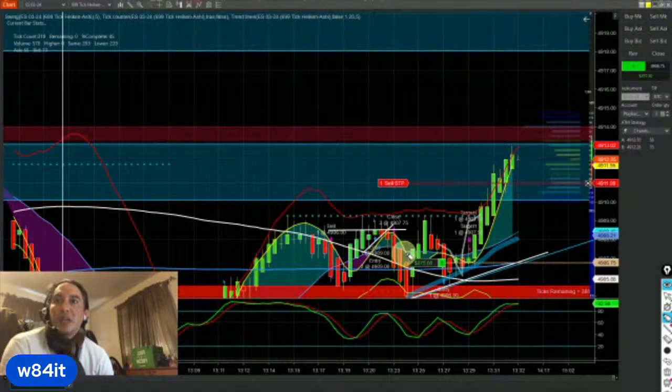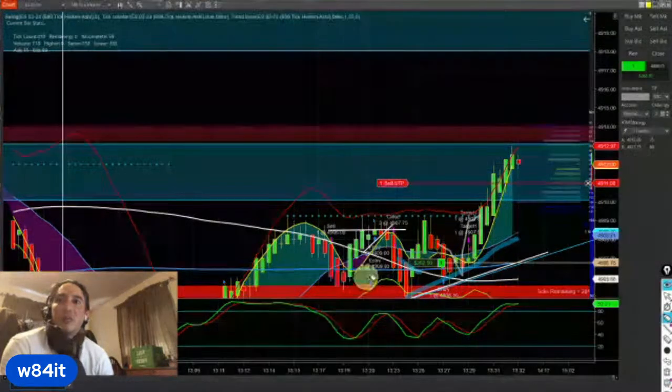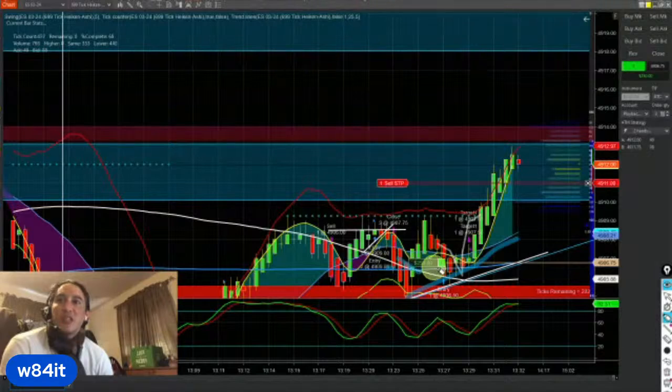This is where we got in, somewhere right here, which wasn't a horrible entry. It's actually a decent entry.